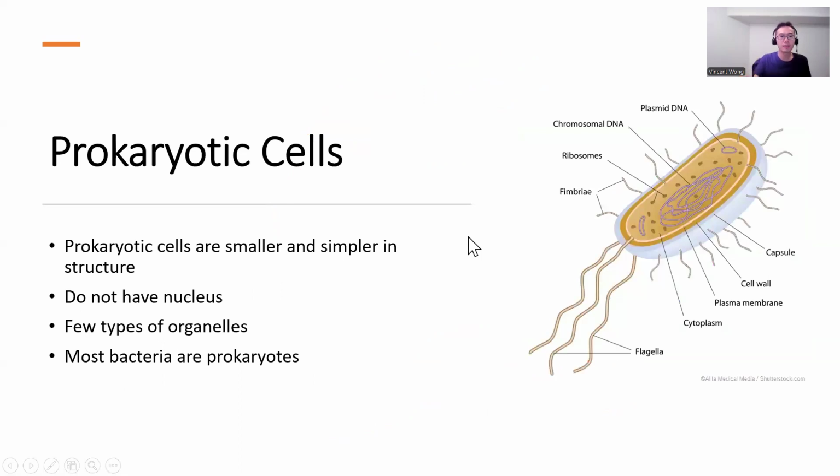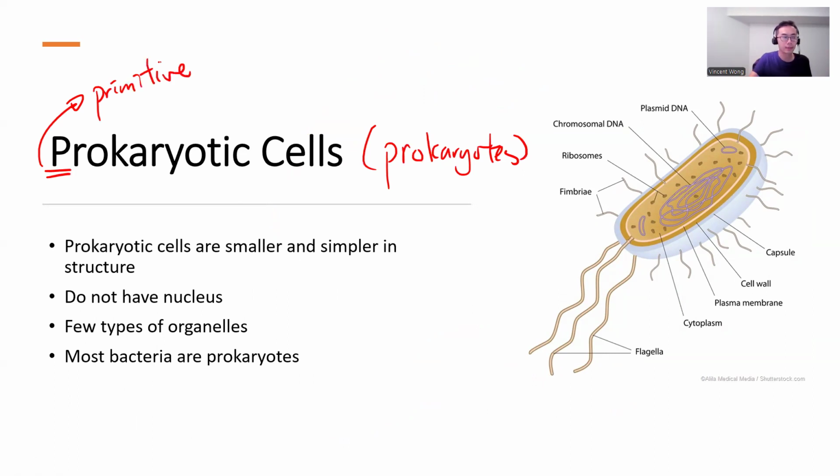On the other hand, we have the prokaryotic cells or prokaryotes. Prokaryotes, okay? P stands for primitive. They are very simple compared to eukaryotic cells. In fact, at the beginning of the early lives on Earth, life began with prokaryotes, and later on, the eukaryotic cells came.